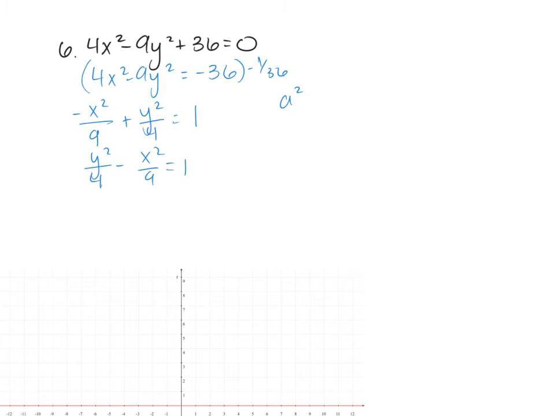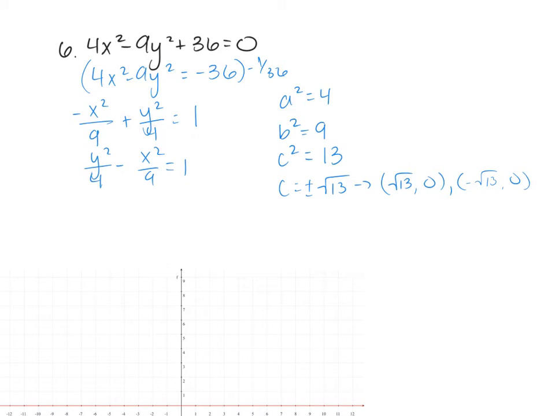So a squared is equal to 4. B squared is equal to 9. And then our c squared must be the 2 added together, so that's 13. So c is equal to plus or minus square root 13. So my foci are square root 13, 0, negative square root 13, 0.